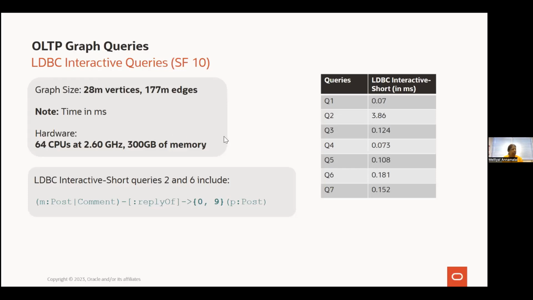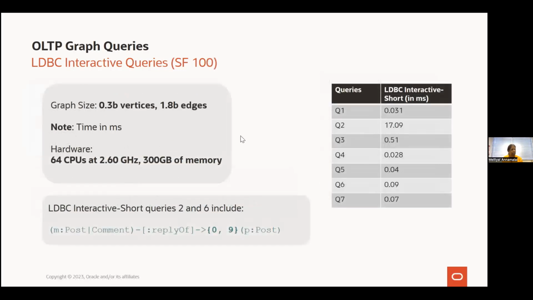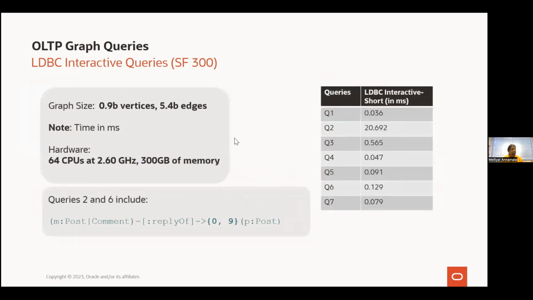So these are SF10 numbers. Then we have SF100 numbers, where the graph size is 0.3 billion vertices and 1.8 billion edges, on the same machine. And once again, sub-millisecond per query times. And you can see here again sub-millisecond query times. And Q2, of course, is not sub-millisecond, and that is one of the queries which has multiple hops. That does take more time than other types of very simple queries, but it's still under a second.